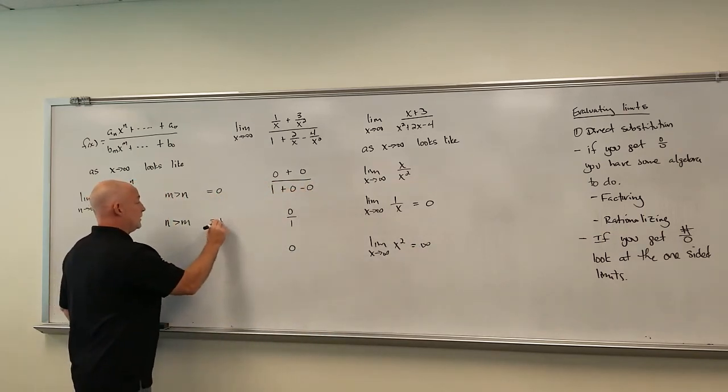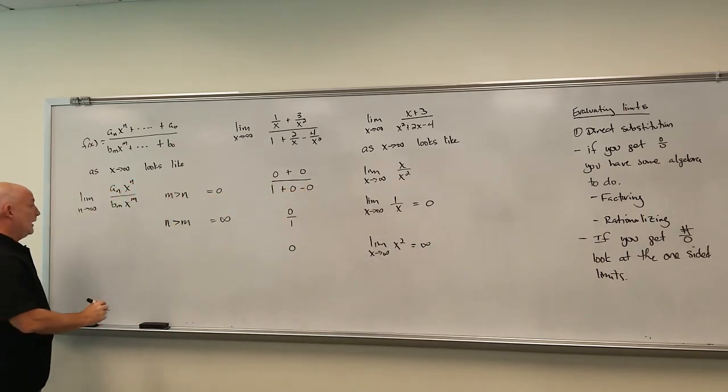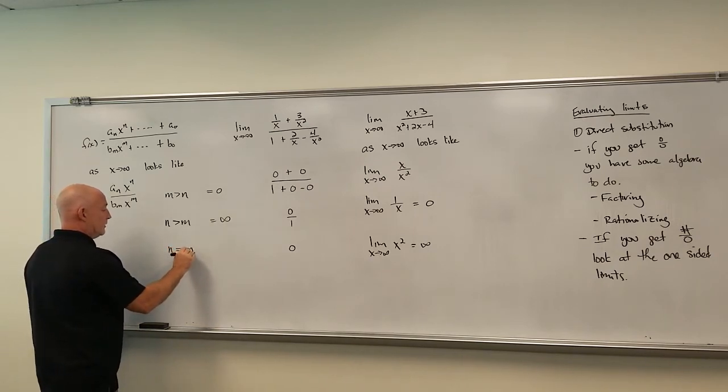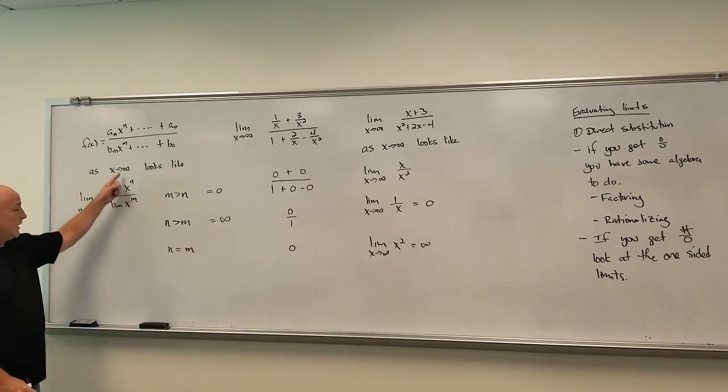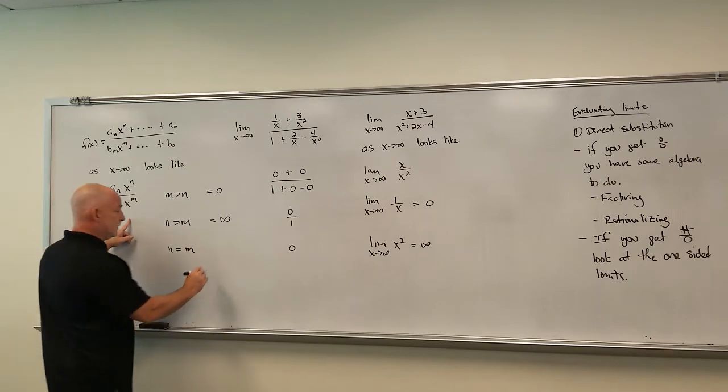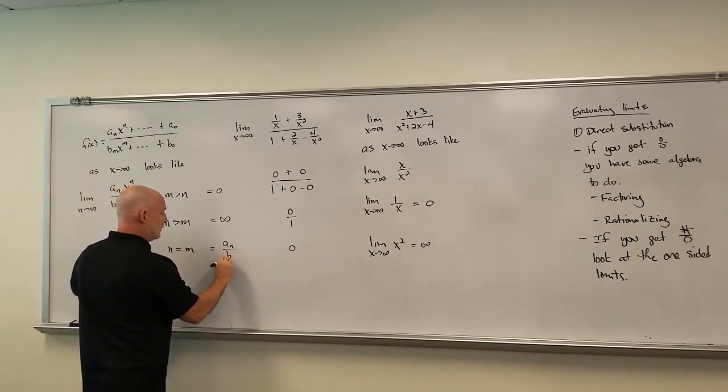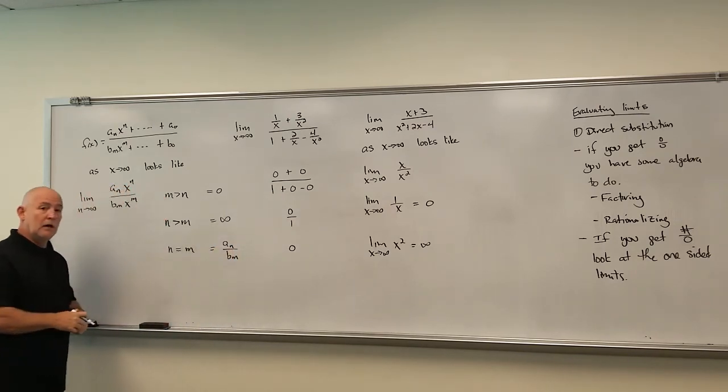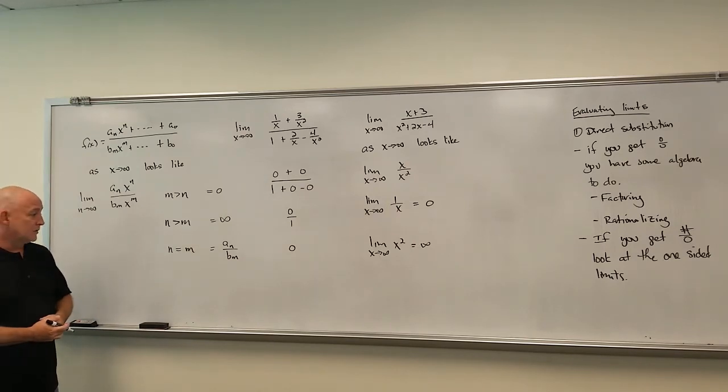So this would be infinity. And if n equals m, well, those two things would cancel, and what would we have left? We would just have a sub n over b sub n. Now, how does this relate to our horizontal asymptotes?